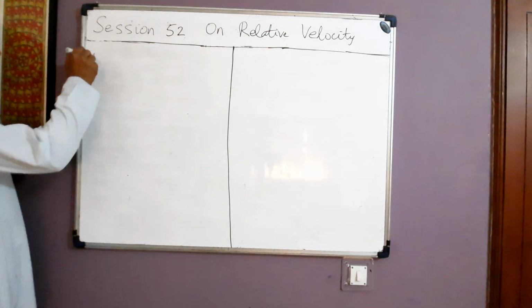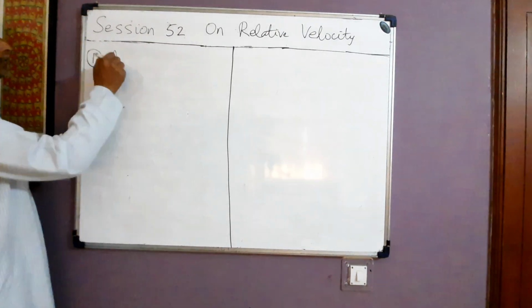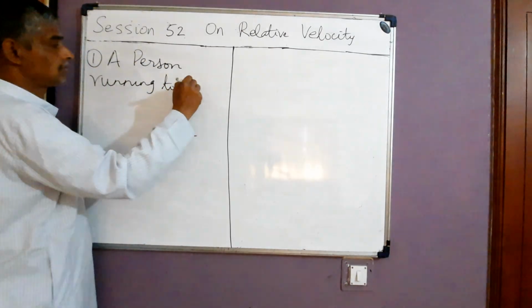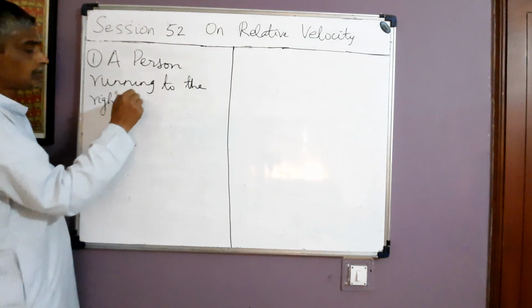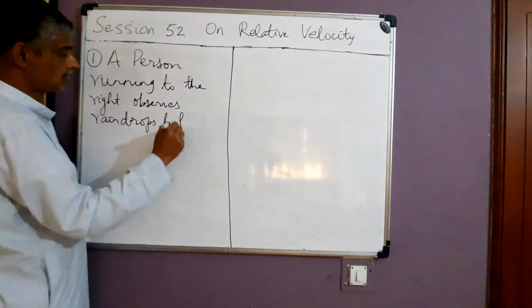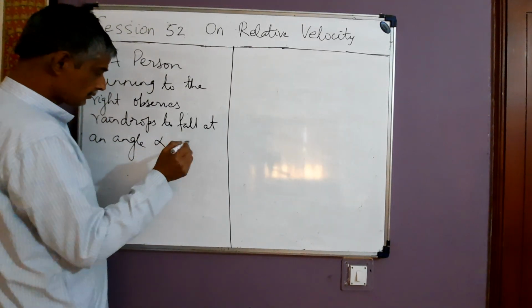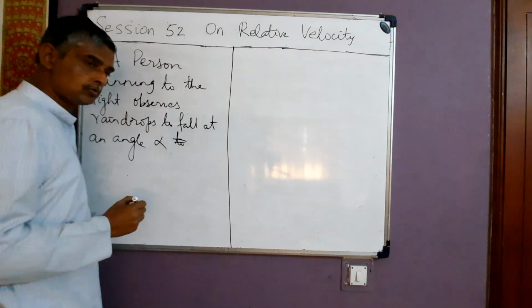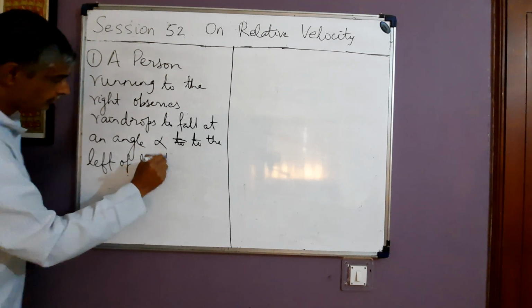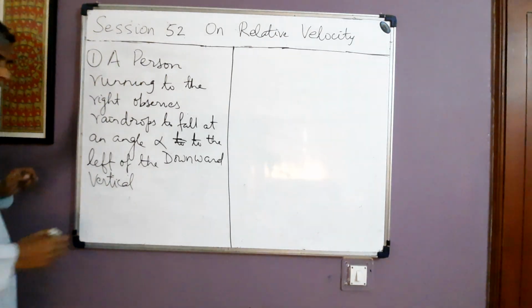First question is this. A person running to the right observes raindrops to fall at an angle alpha to the left of the downward vertical.